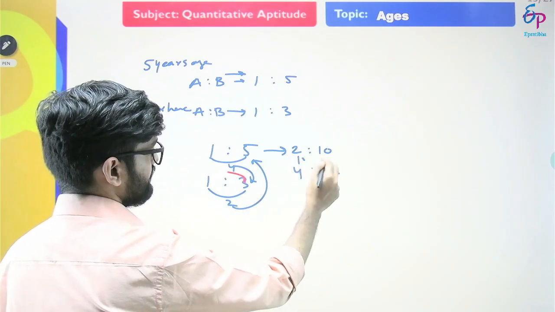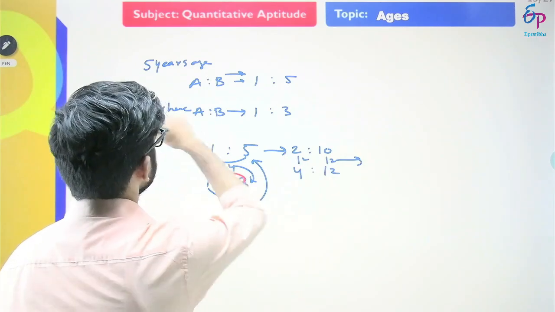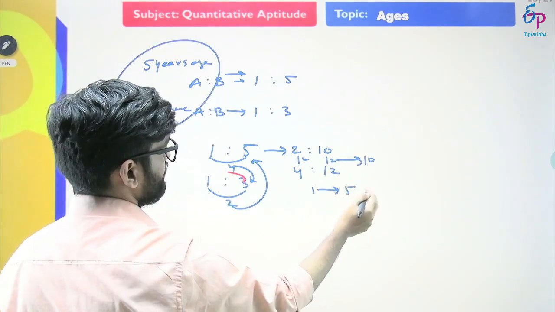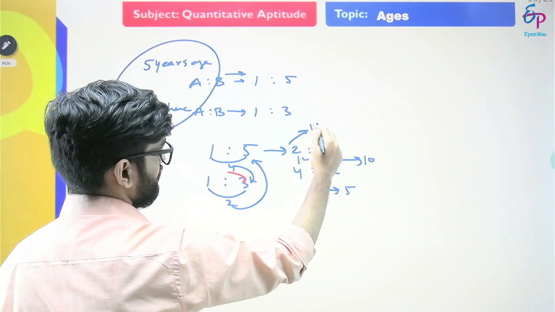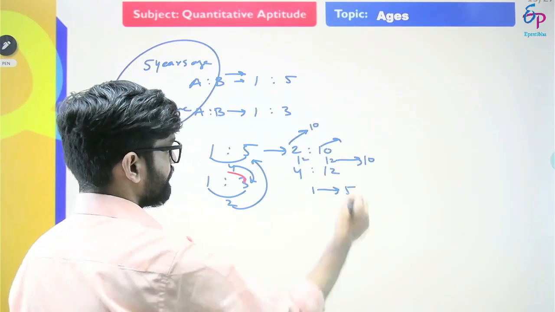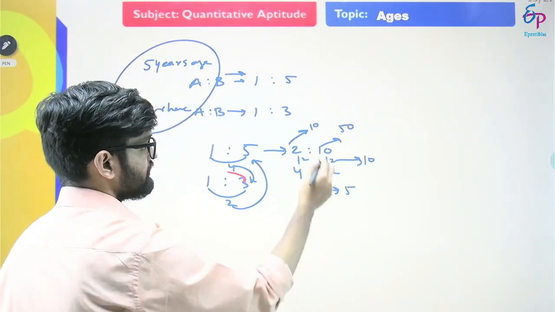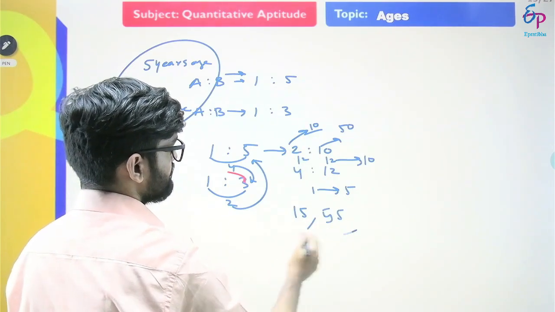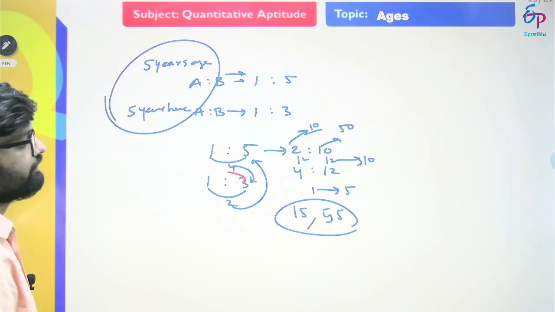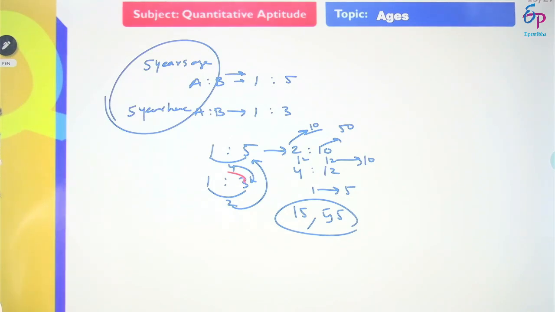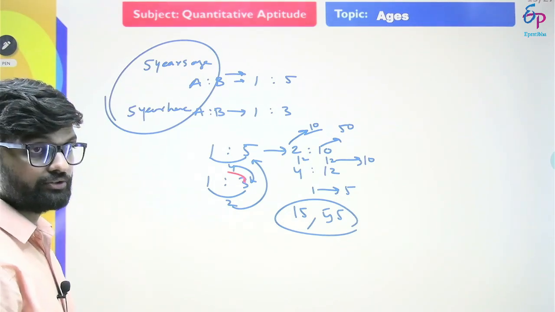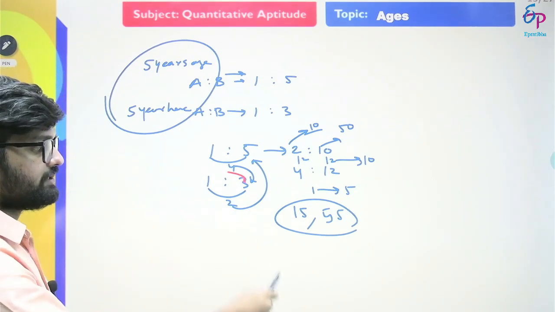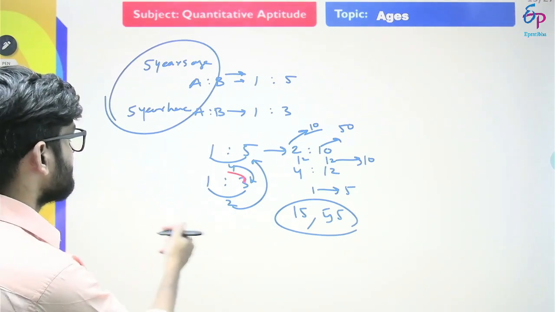Okay, 2 parts is equal to how much? This is 10. 2 parts is equal to 10 means 1 part is equal to 5. So put 2 parts is equal to 10, 10 parts is equal to 50. So this is after 5 years. Present means it is 15, 55 are the ages. That means the present is in the ratio 3:11. They may ask like that as well. So what is the ratio of present ages? That is 3:11.